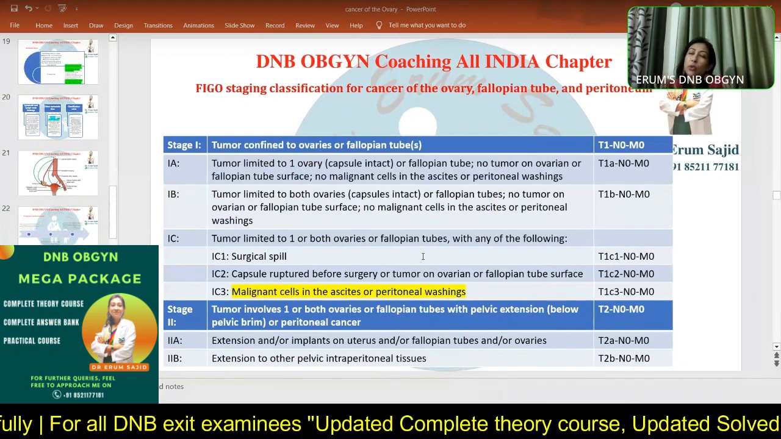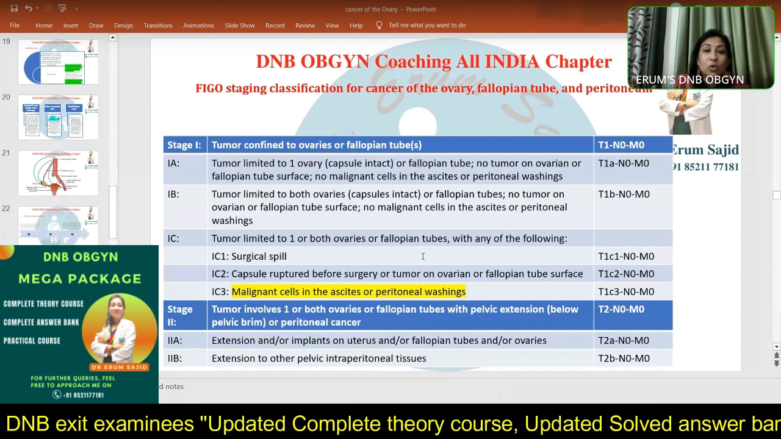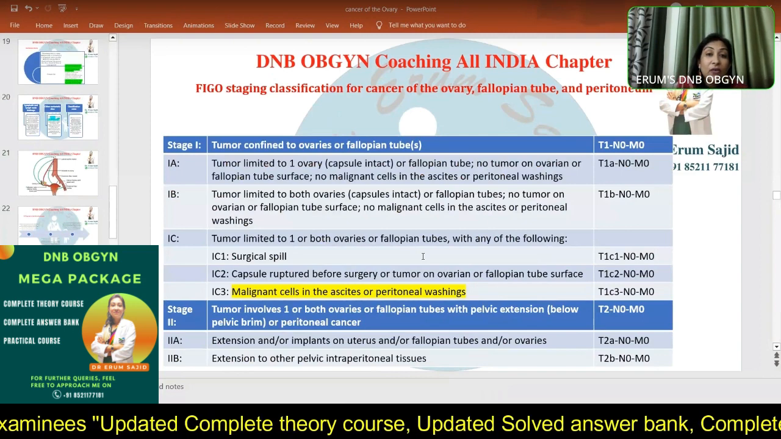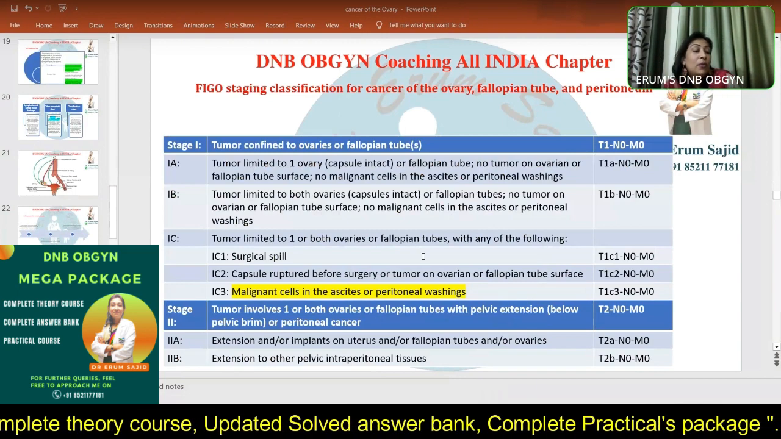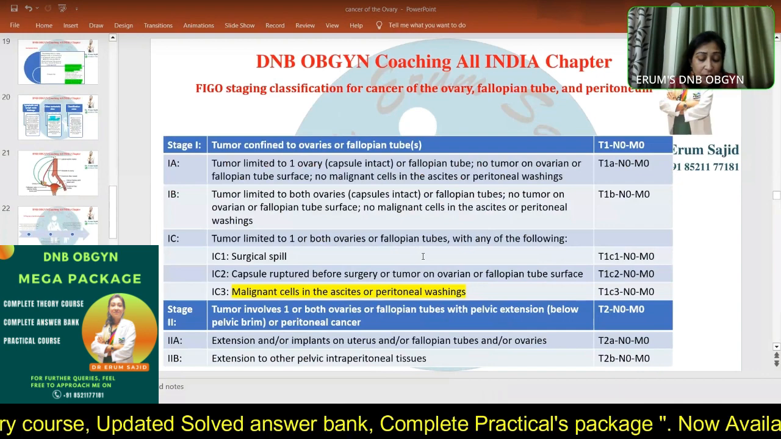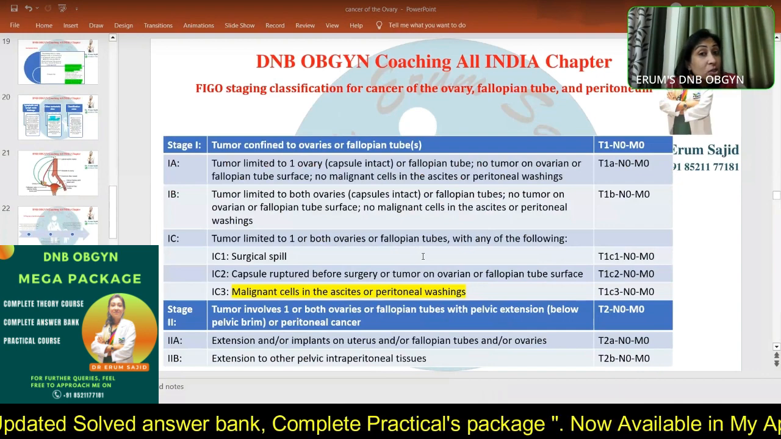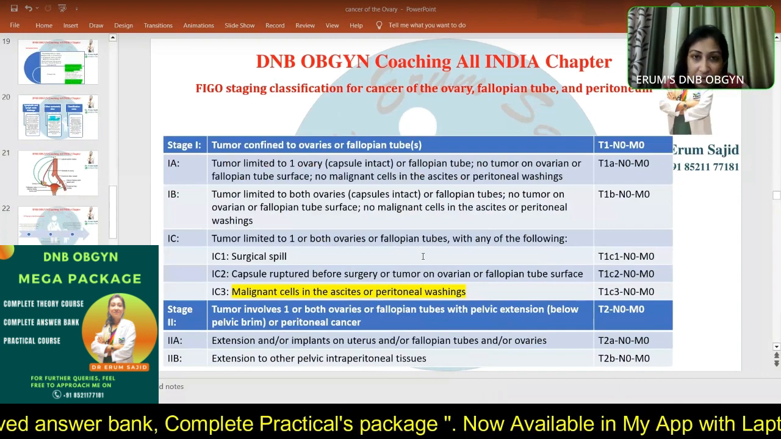First of all, whenever you do staging for any carcinoma, we are at least fortunate enough to have staging for only 4 carcinomas, mostly. We do not do breast carcinoma. So for us, it is cervical carcinoma, ovarian carcinoma, endometrial carcinoma, and vulval carcinoma. Mostly the staging is for that.